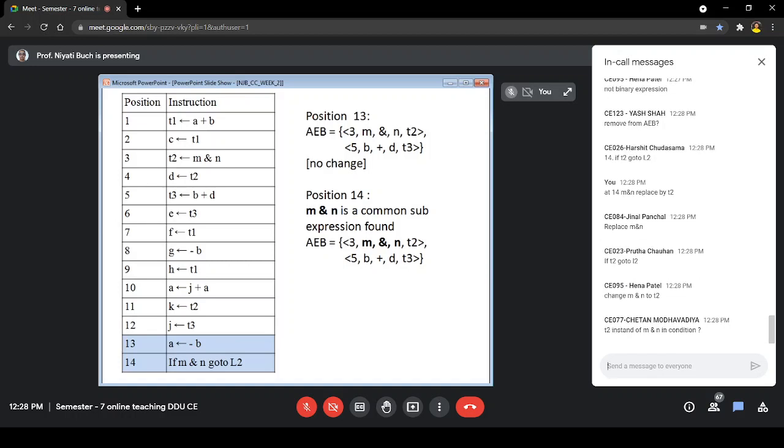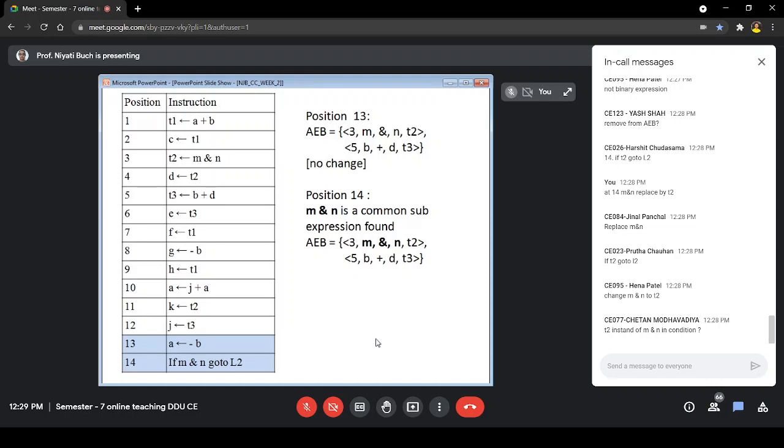There are some answers. In a way, it is good that so many of you are replying. I have to just scroll the chat a little bit. Harshit is saying that we have to change the 14th instruction to if T2 go to L2. Correct. Yash is also saying it correctly that it will be replaced by T2. Jinal, same answer. Prutha also same answer. Hannah, same. And Ketan also same answer. Correct. Very good. All of you have made an effort and got it correct, that we will make this particular change.